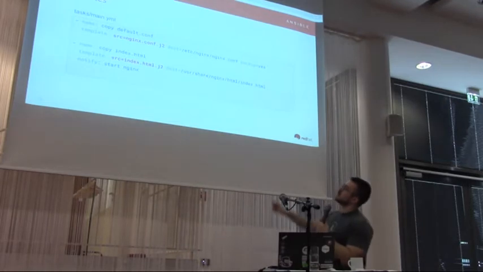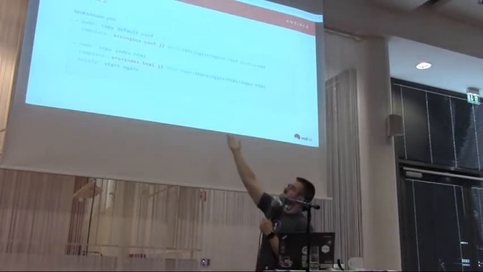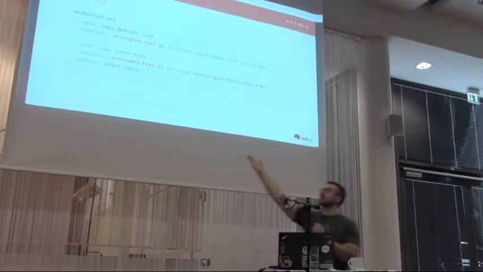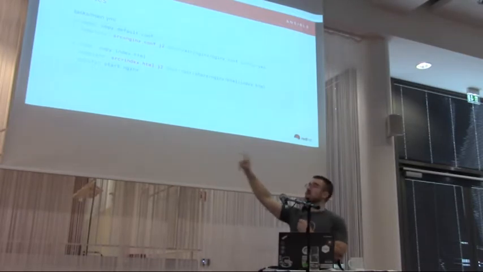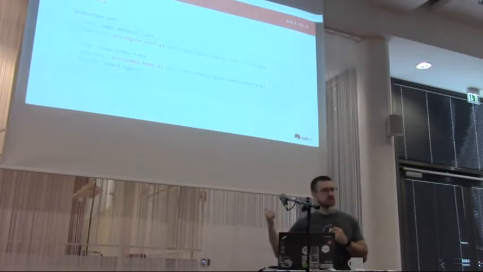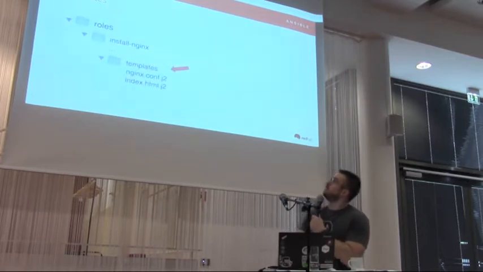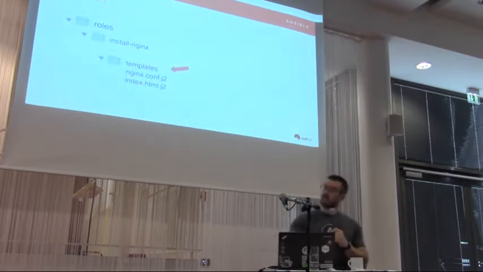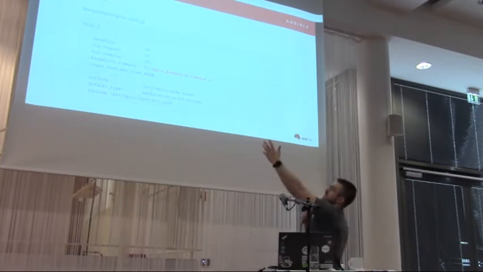Okay. So for example, in our template files here, you'll see these file names are just source nginx.conf.j2, index.html.j2, but we don't have a directory listing there. That's because they are in the templates directory, therefore the role knows where to go find them. And this is where we put them.